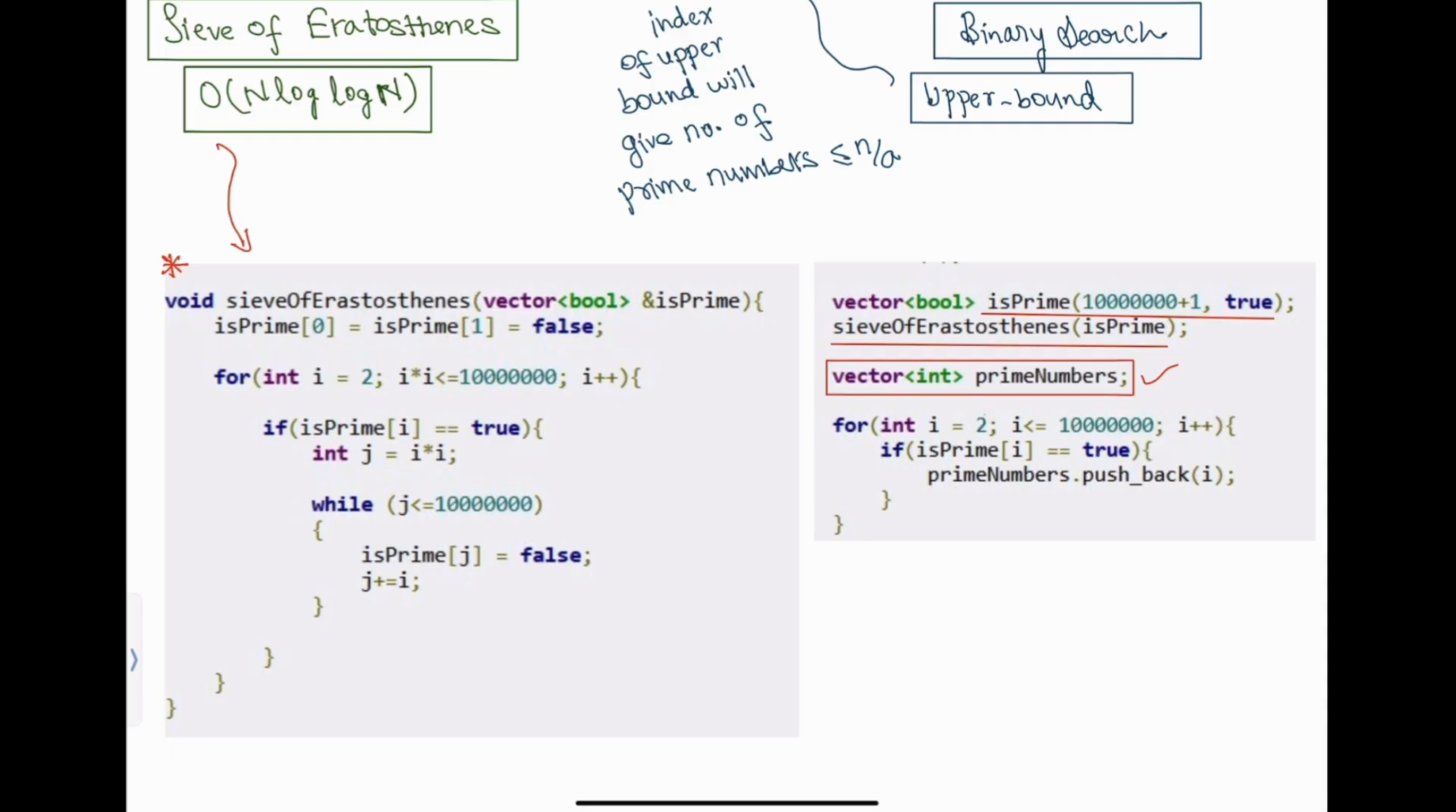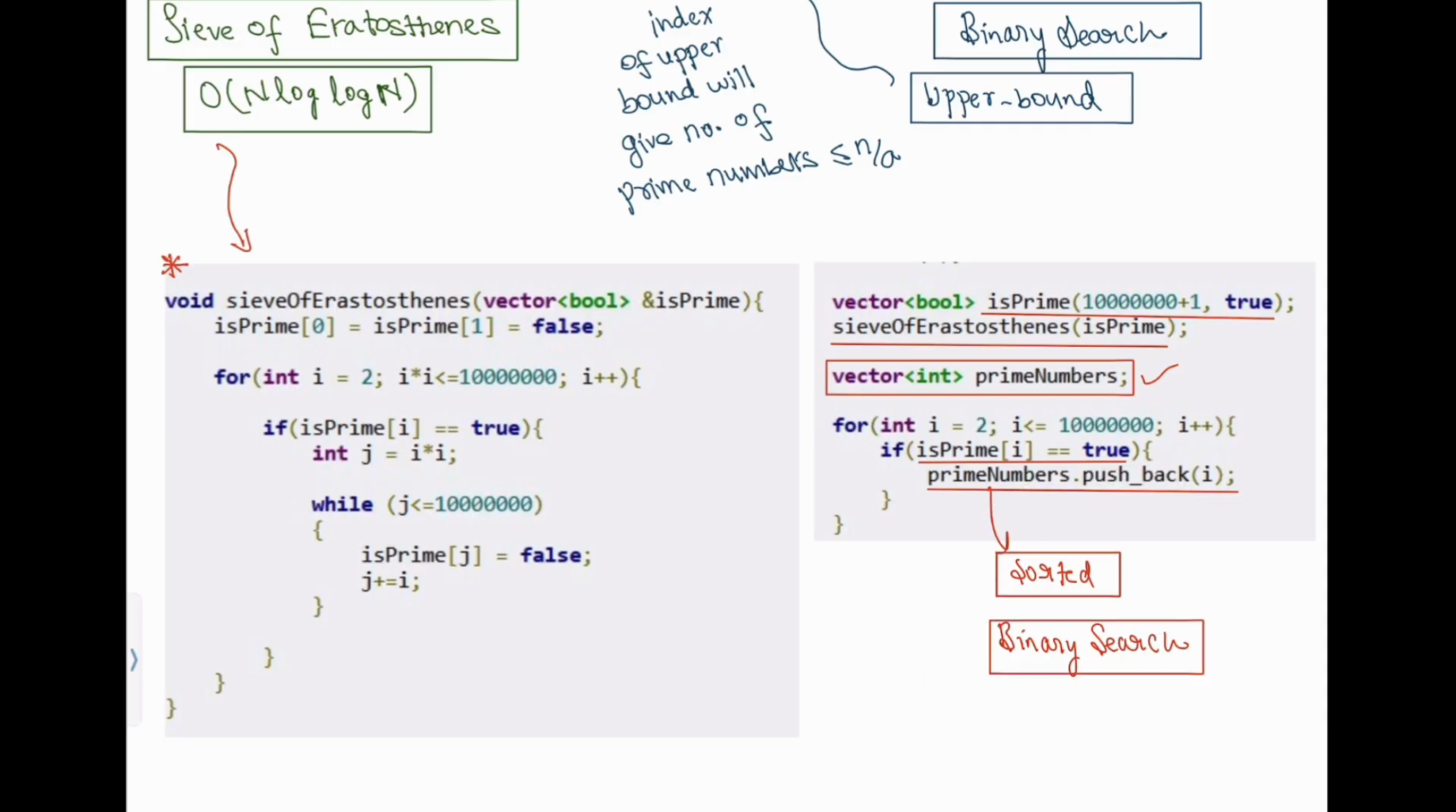I started the loop from 2 because 1 is definitely not a prime number. So if it is a prime, we just push back into our prime numbers. And since we are going linearly, that means the prime numbers vector or array is going to be a sorted one. And if it's sorted, this means that I can use binary search over here. That's the reason I can use binary search. And remember, we actually have to find the upper bound of n over a.